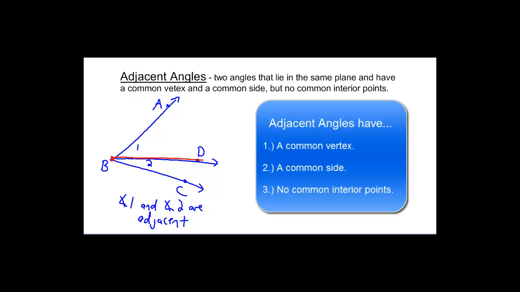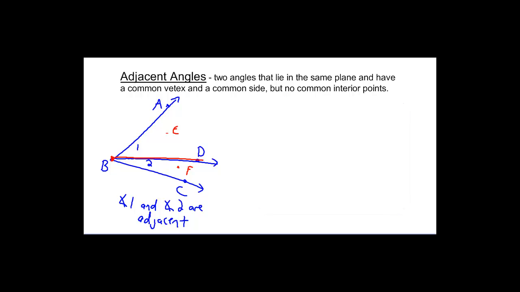The third thing they have to have is no common interior points. What I mean by that is any point that is in angle 1, for example point E, is not also inside angle 2. And a point inside angle 2, for example point F, is not also inside angle 1. They are mutually exclusive. There's no point that's in both angles.